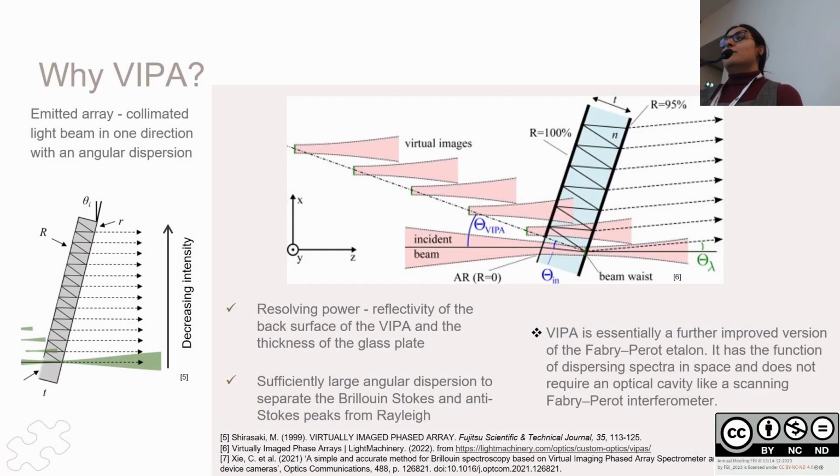Why did we choose a VIPA over other spectrometers like the Fabry-Perot? The Fabry-Perot has moving parts, but the VIPA is a single glass echelon which does not have any moving parts. So in theory, it should be easier to use than the Fabry-Perot.